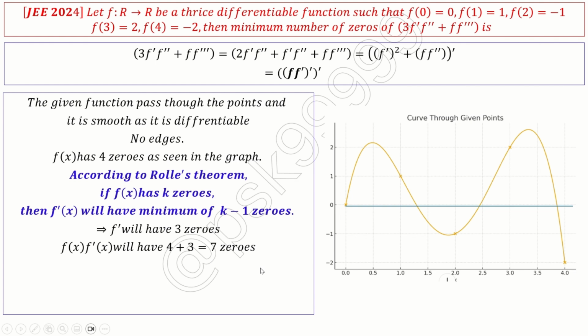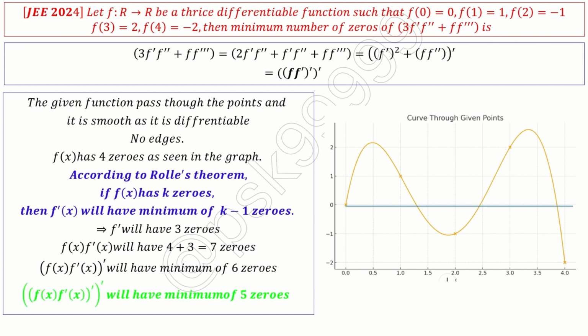Now, differentiation of this one can have 6 zeros. F dash whole dash can have a minimum of 6 zeros. Then f dash whole dash whole dash, that's what is finally required. It can have a minimum of 5 zeros. This is the answer. This is a very interesting and tricky question. You have to apply lots of things: differentiation, then polynomial information, then graph theory. It's a very good question. Next.